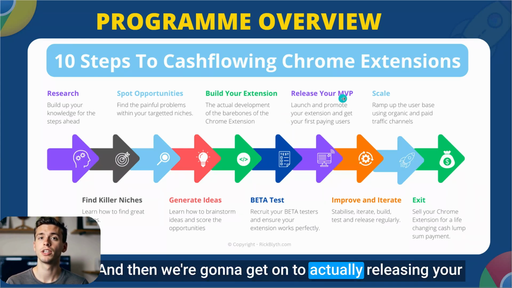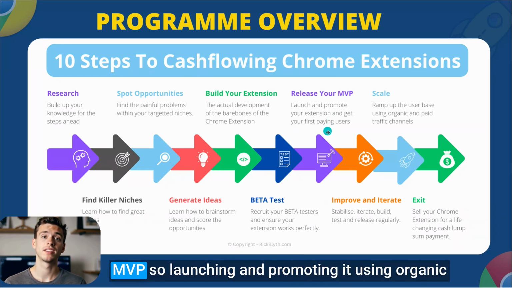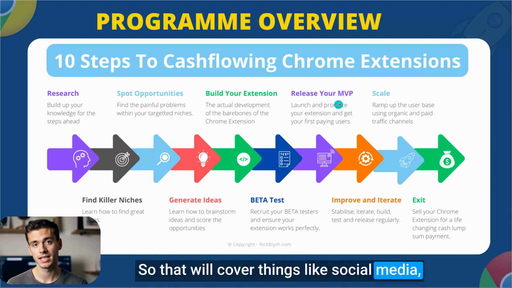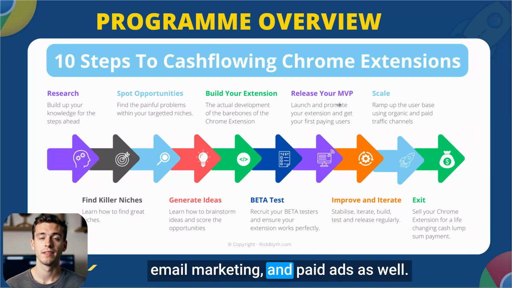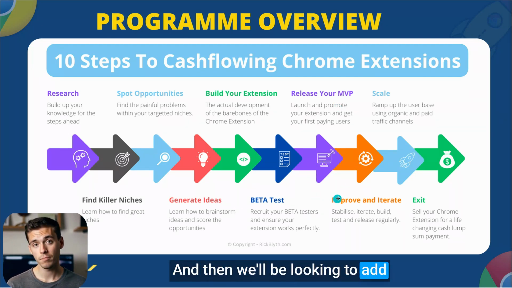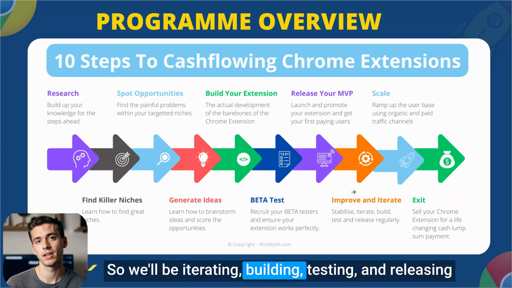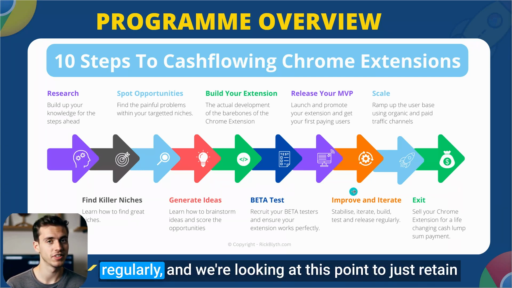And then we're going to get on to actually releasing your MVP, so launching and promoting it using organic and optionally paid methods of promotion too. So that will cover things like social media, email marketing, and paid ads as well. And then we'll be looking to add new features and stabilize as we go. So we'll be iterating, building, testing, and releasing regularly.